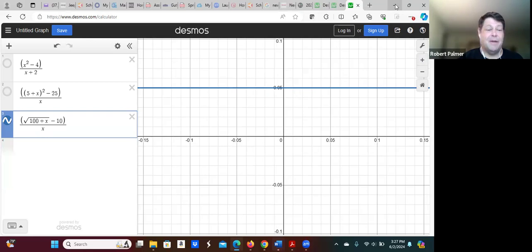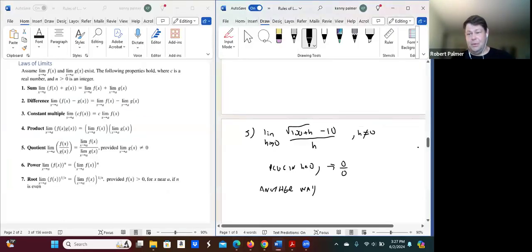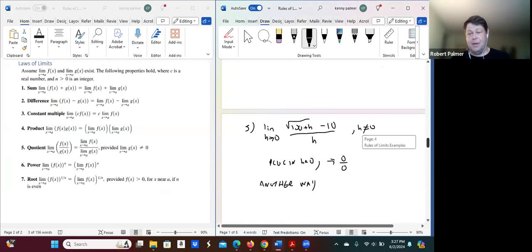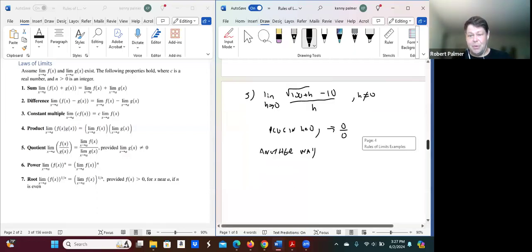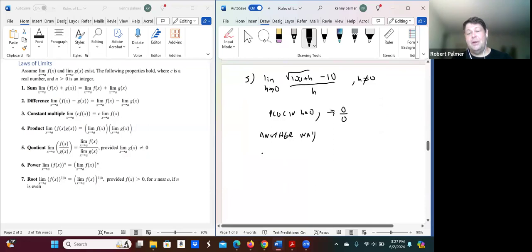Now, to get an exact value, we're going to do something really strange. You may have done rationalizing the denominator before. This is called rationalizing the numerator, which is very odd, but this will actually work in this case. So I'm going to rationalize the numerator.